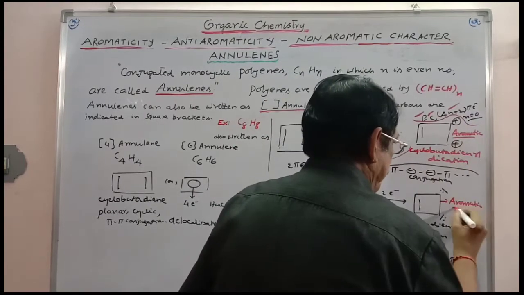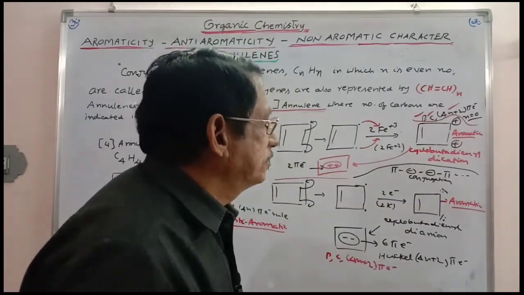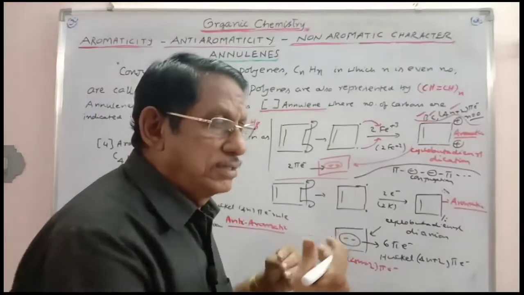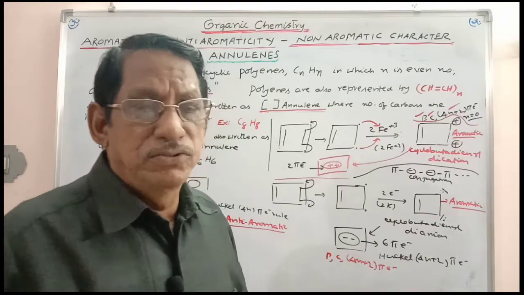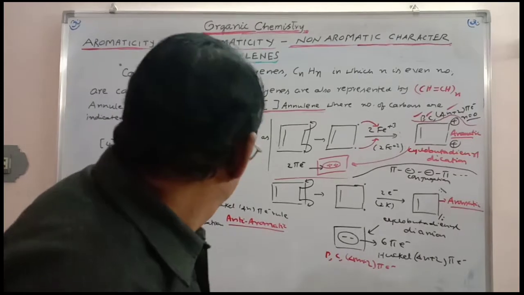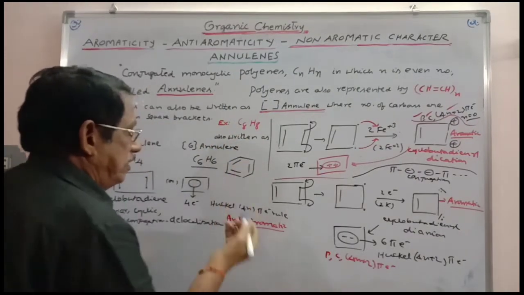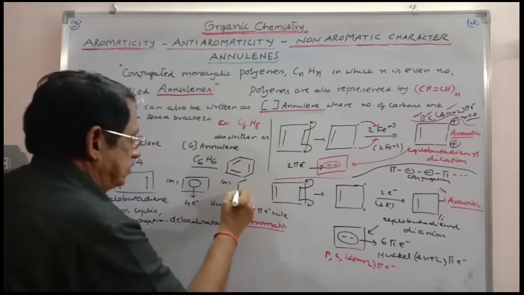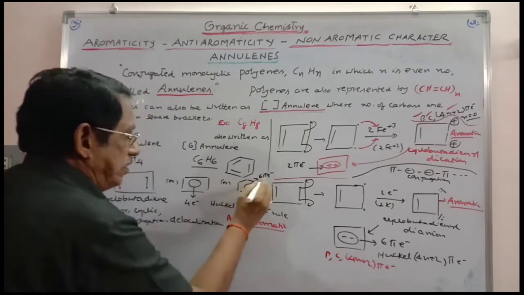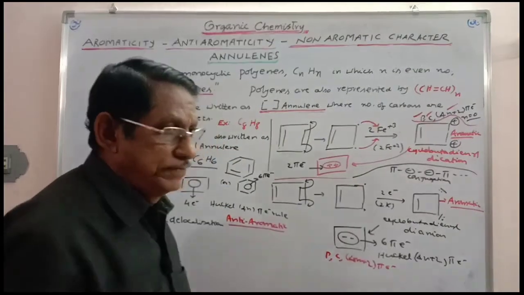In this way, cyclobutadienyl dication is aromatic. Cyclobutadienyl dianion is also aromatic because both are satisfying Huckel 4n plus 2 pi electron rule. Okay. Next we can take benzene. Already this is the classical example for the aromatic character. This is a 3 pi bond system, containing 6 pi electrons. It is planar, cyclic and satisfying Huckel 4n plus 2 pi electron rule, and so it is aromatic.